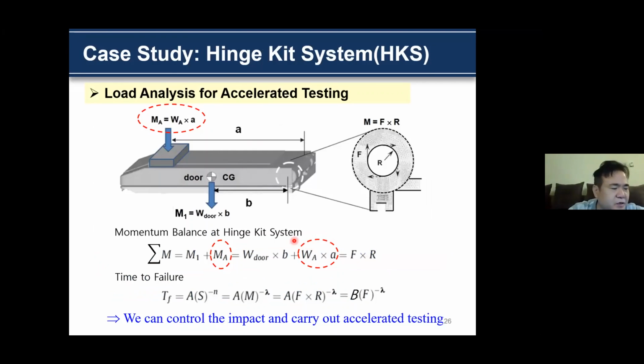This is a load analysis for external loading testing. Normally the hinge kit system is subject to the door weight. Because of the increase of the impact on the hinge kit system, we added additional accelerator weight. Because the time of the failure depends on the impact force, we can control the impact and carry out the accelerator testing.